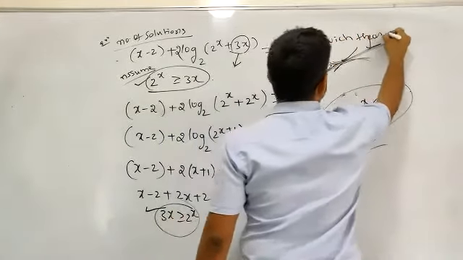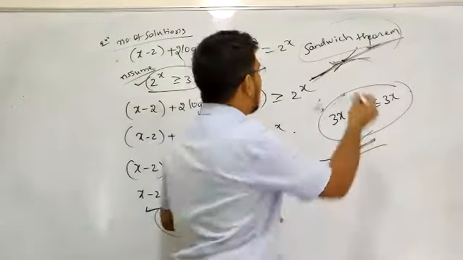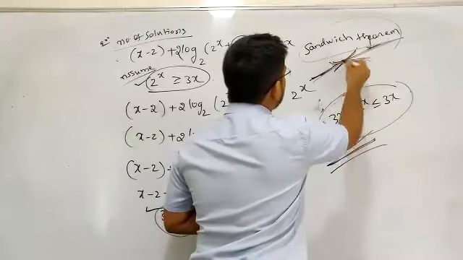The name of this theorem is the sandwich theorem. Upper limit and lower limit both are the same. It means that at this point, all these three values are absolutely the same.